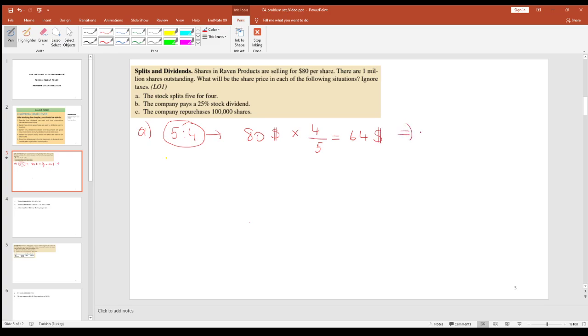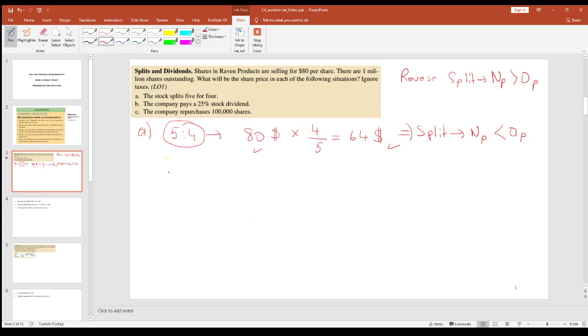Now do not forget, in case of splits, the new price will be lower than the old price. So in this case, old price is $80 and new price is $64. We also have the reverse split situation, and in that situation we have the reverse case. In that case, the new price will be higher than the old price.